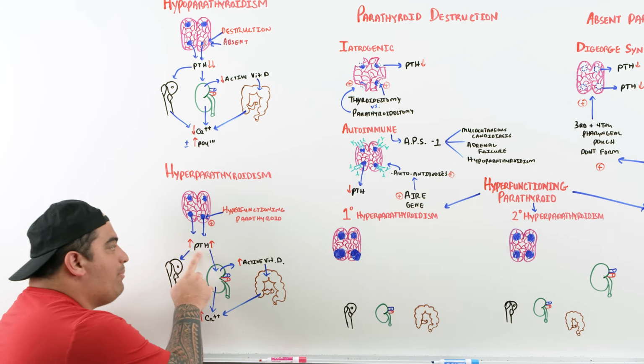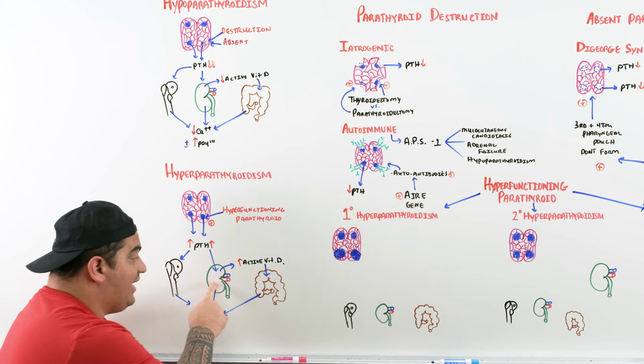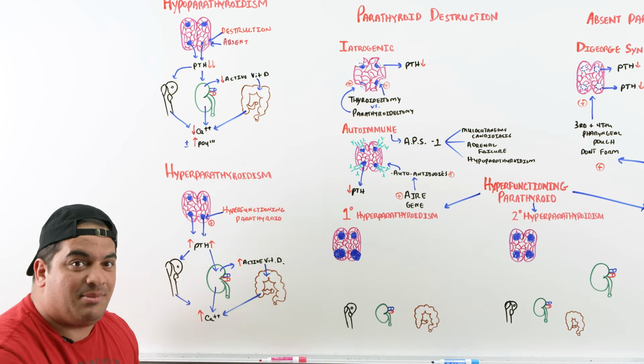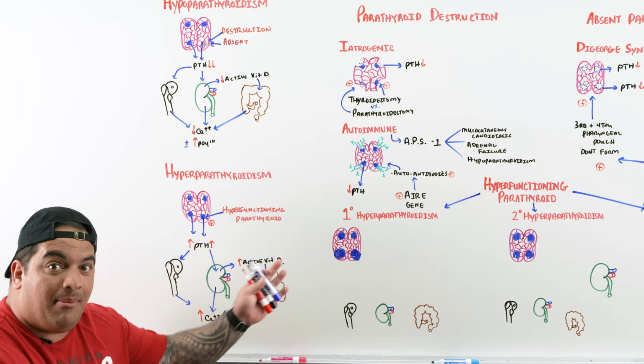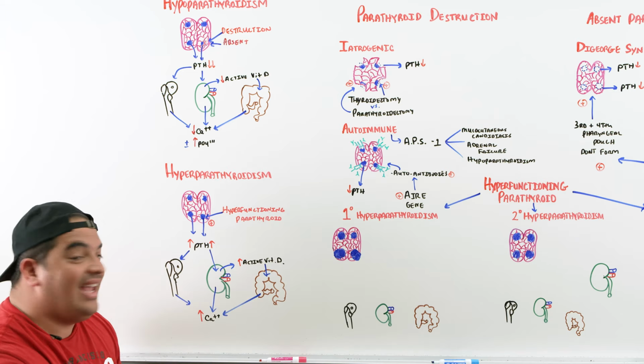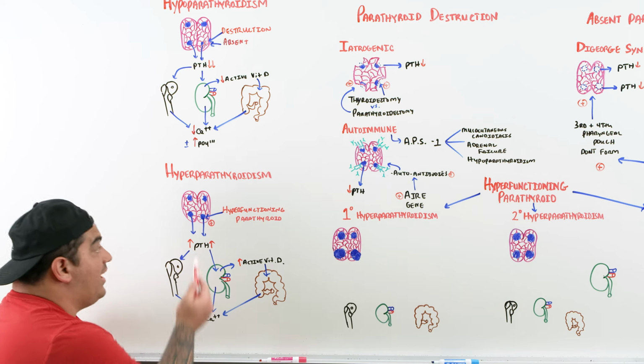Now, PTH is supposed to help reabsorb calcium and excrete phosphate in the kidneys. Sometimes, if the PTH is really high because of a primary process, it may dump out phosphate. But here's the thing, I'm not going to write down that it's actually going to be low.